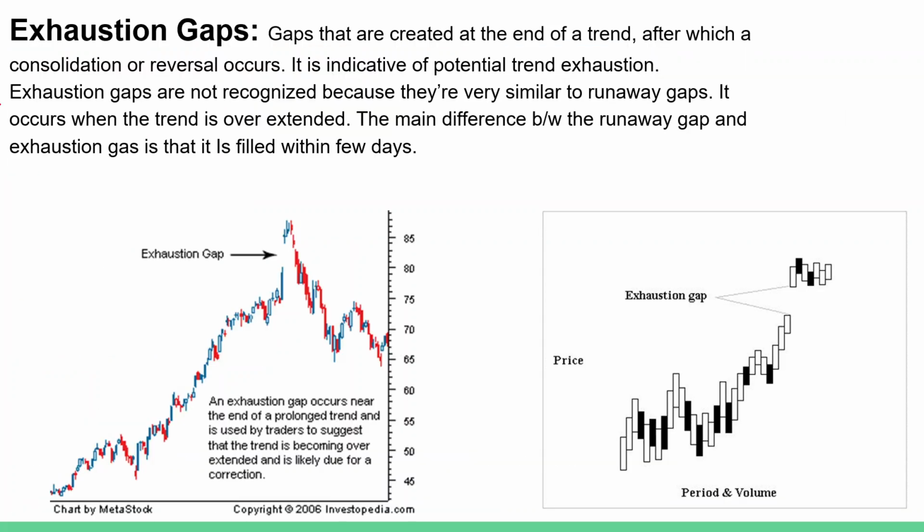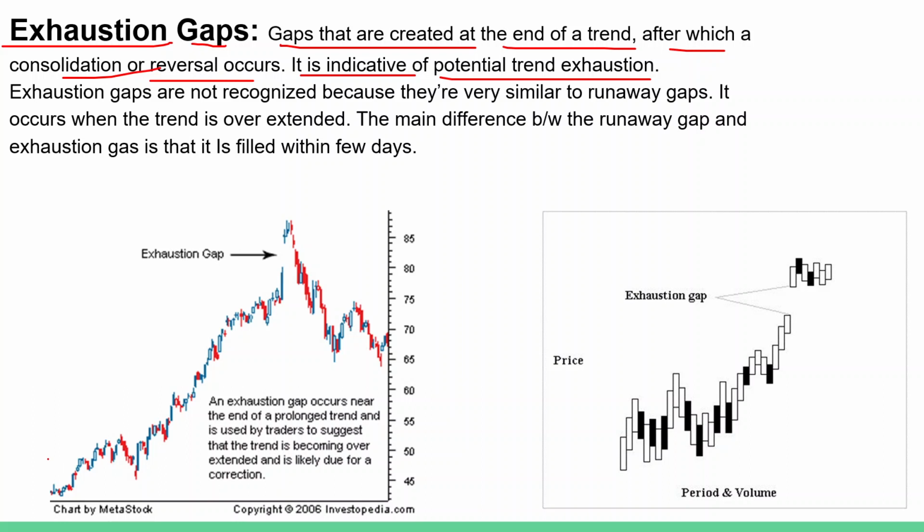So let's continue with the video. Next we have the exhaustion gaps. These are gaps that are created at the end of a trend, simply the gaps created after a prolonged uptrend or downtrend, after which a consolidation or a reversal occurs. It is indicative of potential trend exhaustion.